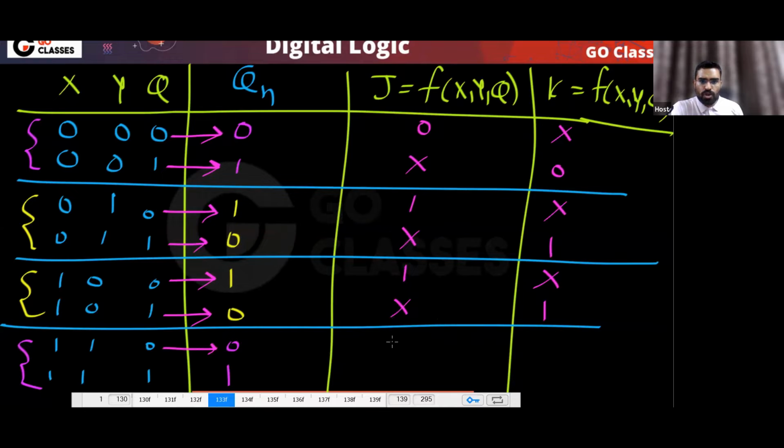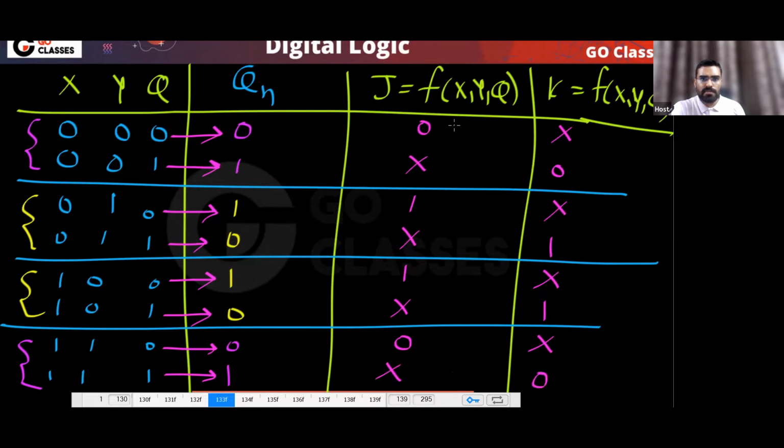If you go from 0 to 0, then either this combination or this combination. Means 0 comma don't care. If you go from this combination to this combination, from 1 to 1, then either this combination or this combination. That means don't care comma 0. So that's it.